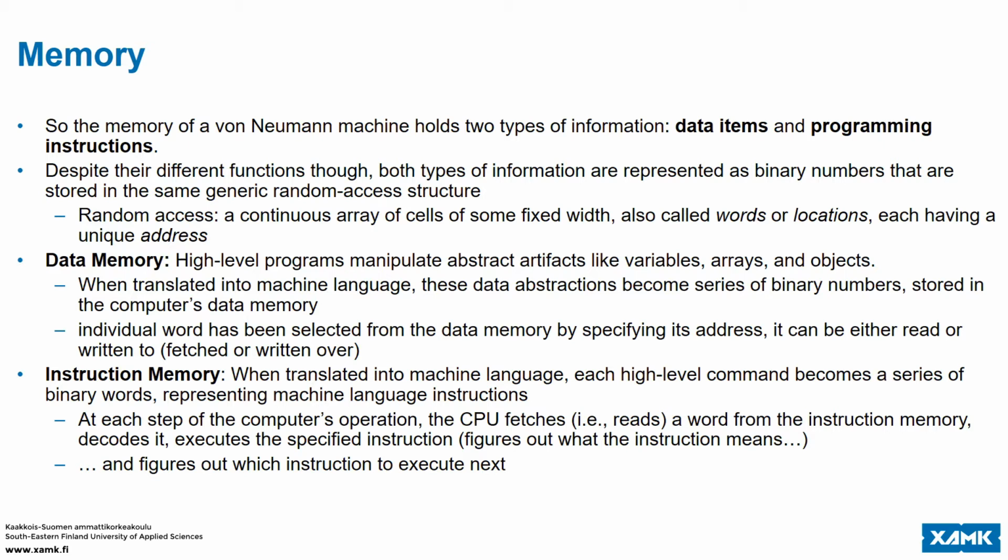The instructions themselves, when translated into machine language, each instruction, each line of code, becomes a series of binary words, or lines of binary numbers, representing some machine language instruction. And at each step of the CPU's operation, it fetches or reads some word from the instruction memory, decodes it, executes it, and then figures out which instruction it should execute next.